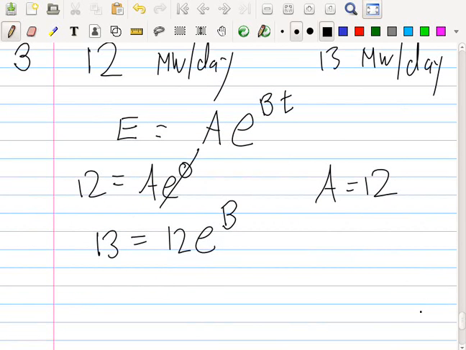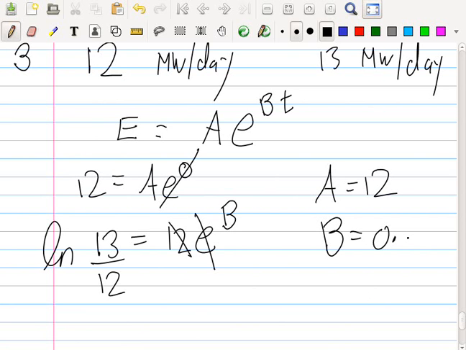Now, just like in the last question, I divide by 12. And then how can I cancel an e? With natural log. So please tell me what log 13 over 12 is. 0.08. Give me another one. Alright, so 0.08 will do. And that's part A done. The energy the town uses equals 12 times e to the power 0.08 t.